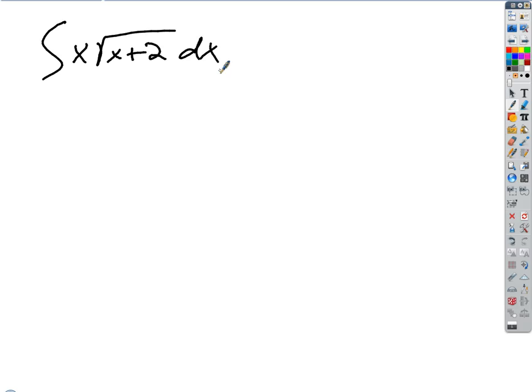Okay, what do you think about this one? x plus 2. Make sense? Start with the last one. Okay, u equals x plus 2, so what's du? 1 dx. So it should be dx. Good, okay. So what do we end up with then?